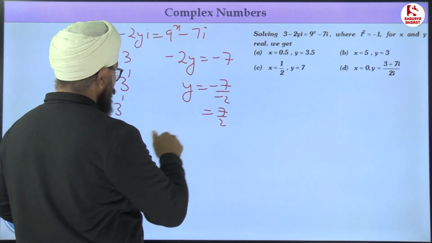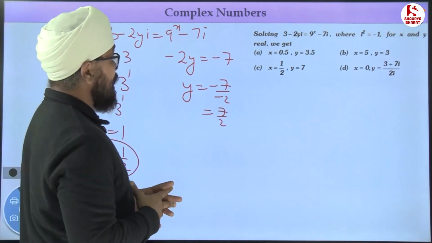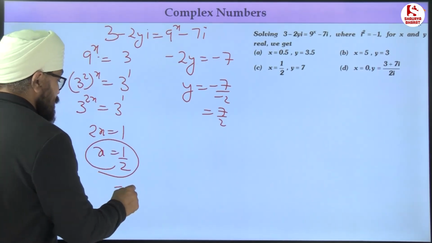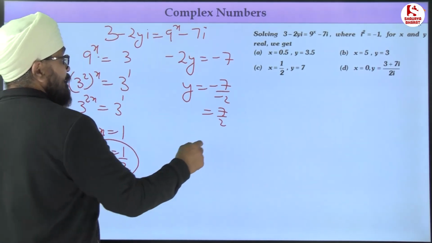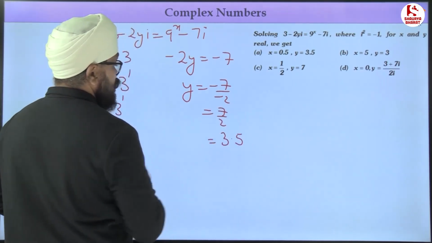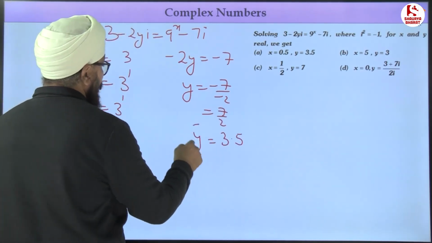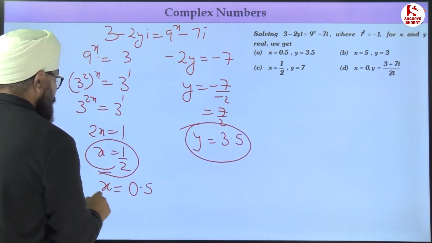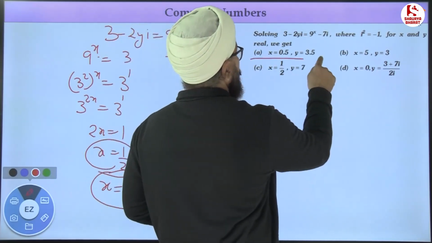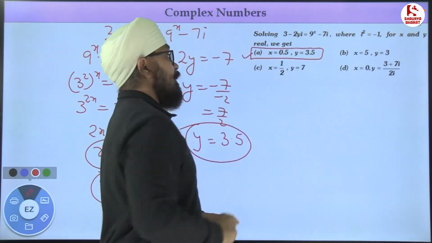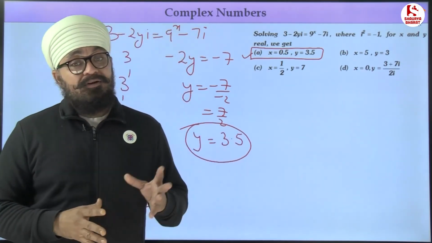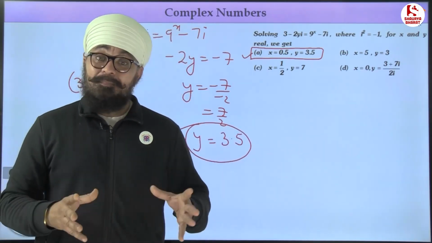So first we will search for this answer. Since we are not containing any 7 upon 2 something, we will find the decimal. So this decimal is 0.5 and this is 3.5. Now we have to search whether x equal to 0.5 and y is equal to 3.5. Yes, we got it. So our answer is A. So this is a simple comparison between two complex numbers where real parts and imaginary parts are compared.